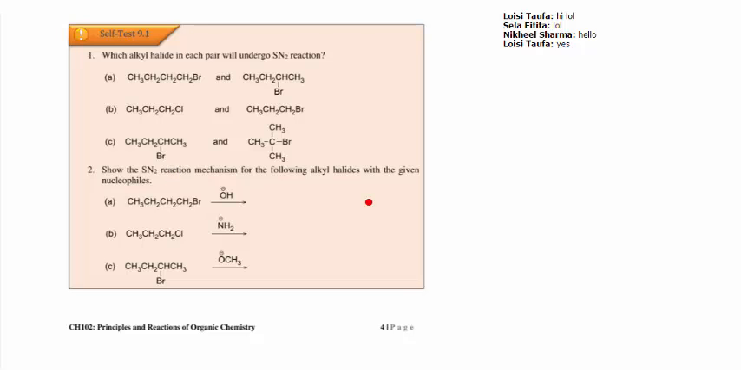Part B is steric hindrance. Steric hindrance is basically the repulsion between two substituents. Like here, the methyl is a substituent, and that methyl is a substituent as well.